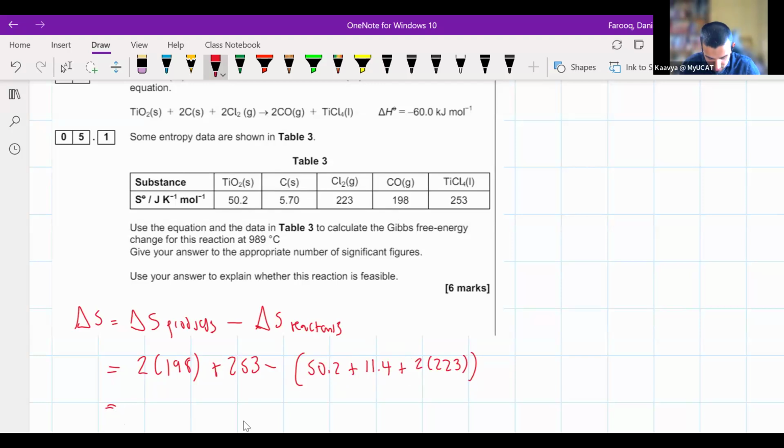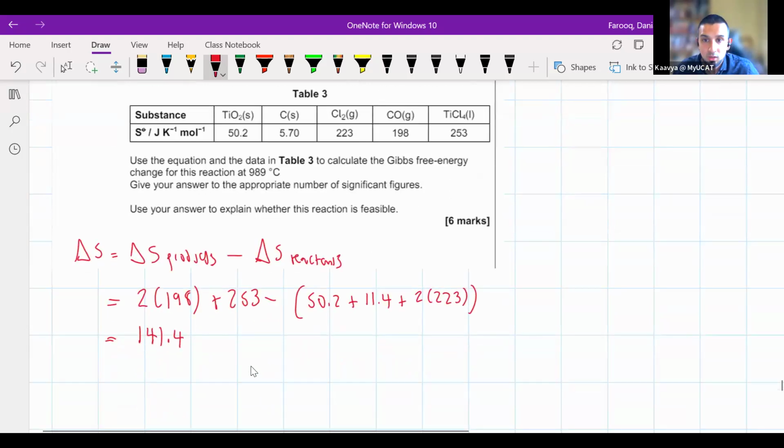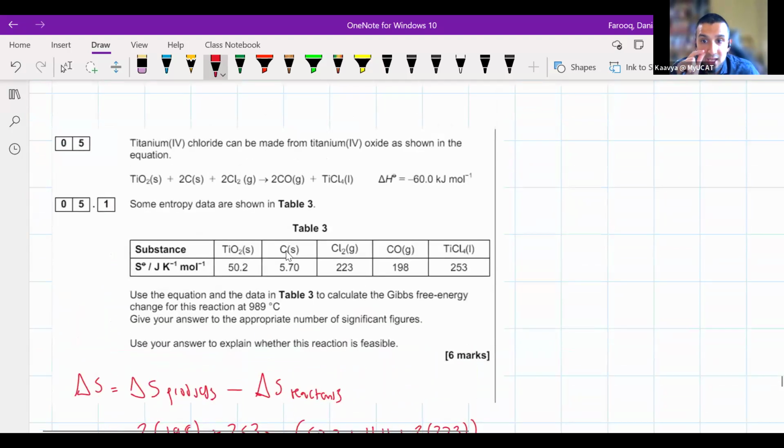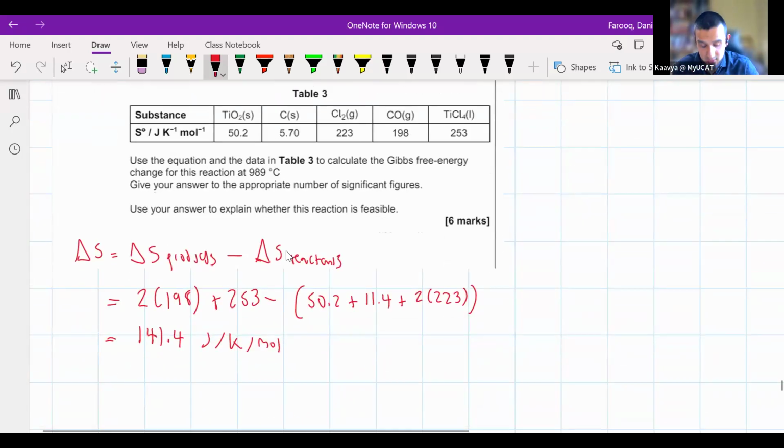Has anyone done that? Get our value. That'll be 141.4. Joules per Kelvin per mole, I should say. And now we just do delta H minus T delta S.